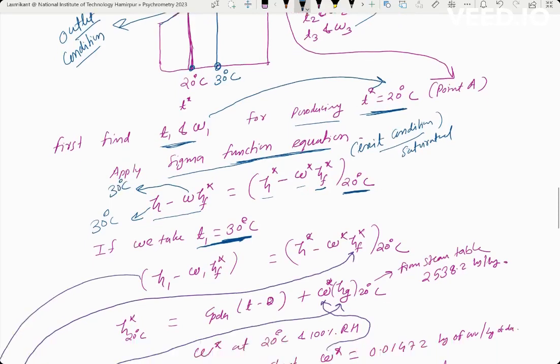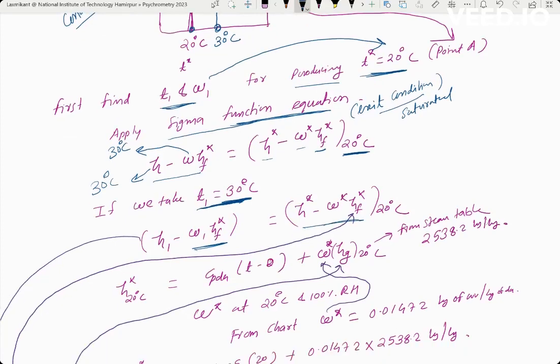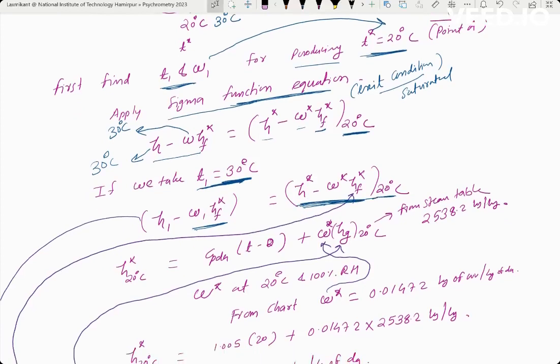Okay. Now we will apply this enthalpy sigma function equation. So first we will find this right side term, H star minus omega star HF star at 20 degree Celsius. Okay, so we have already studied the three equations to determine the enthalpy. So first we will find the enthalpy of moisture at 20 degree Celsius. So this is equal to enthalpy of dry air plus enthalpy of water vapor. Okay, so we have studied the three equations. So we will use the third equation, which is very easy.